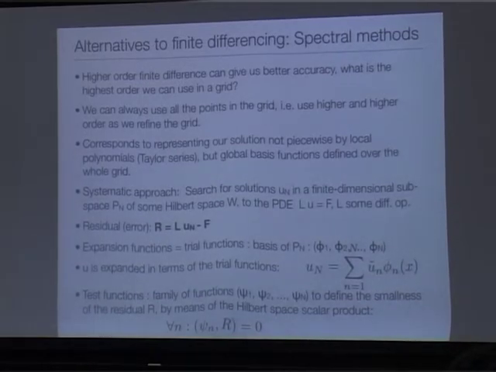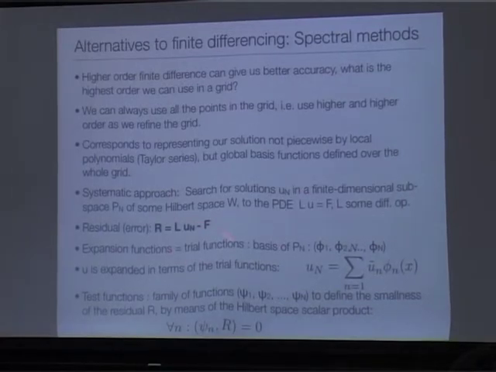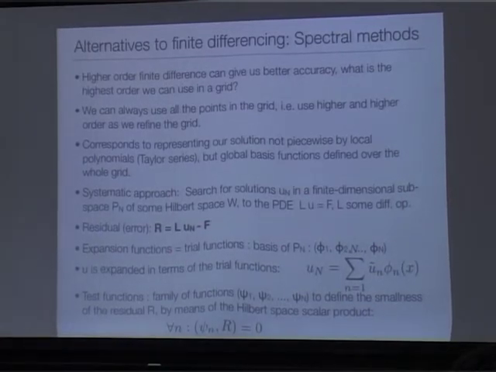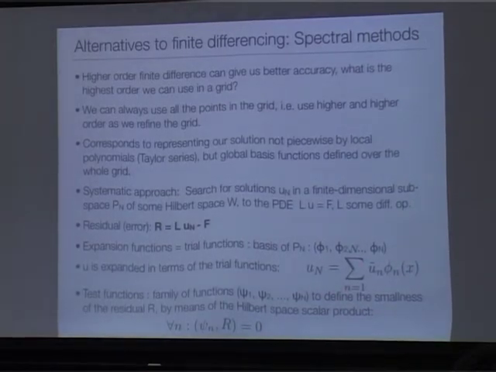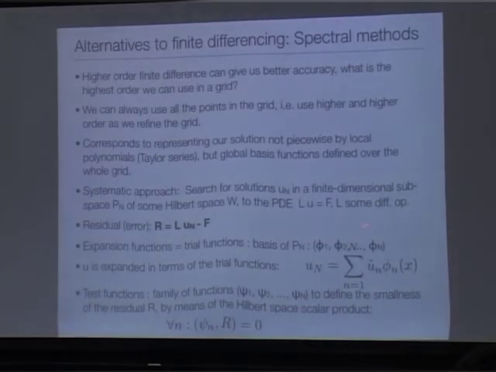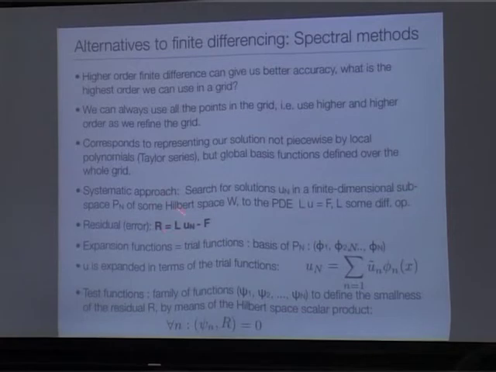So we can think of different kinds of functions. There will be the expansion functions, which are also called trial functions, and we take the solution that we're looking for and expand it in terms of these expansion functions. Then we look at another family of functions which we call test functions, and these are the ones used to test the residual, to compute how small the residual is for a given expansion.